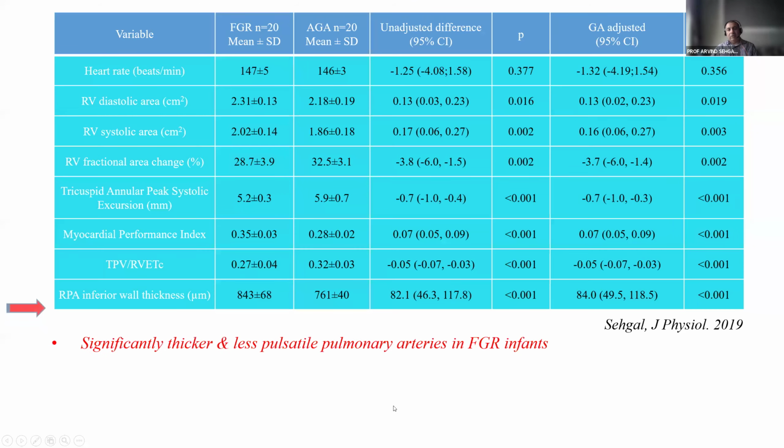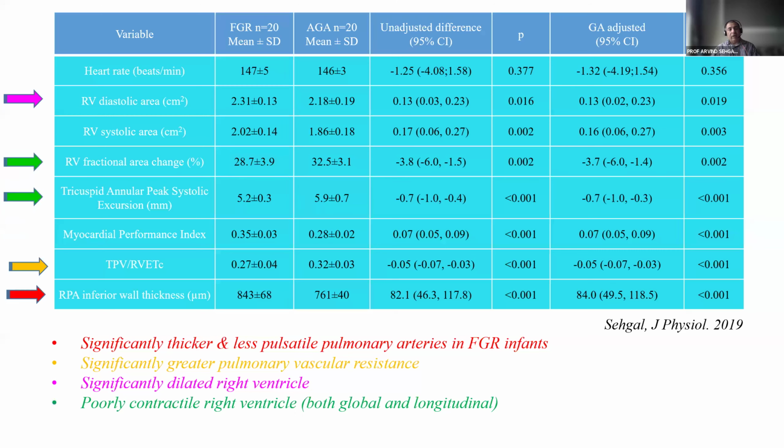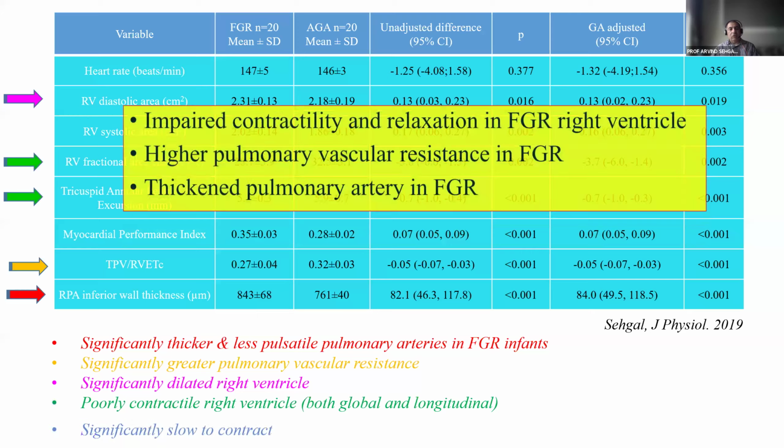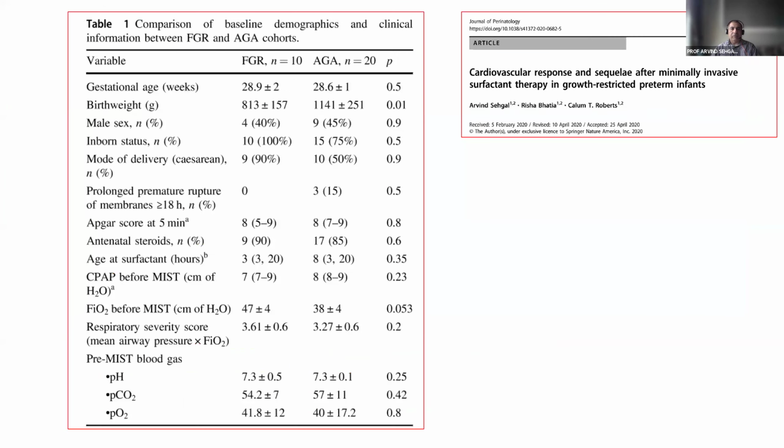And when you look at the dynamic properties, significantly thicker, less pulsatile pulmonary arteries, significantly greater surrogate measures of pulmonary vascular resistance, significantly dilated right ventricle, poorly contractile right ventricle, and also significantly slow to contract. So essentially, even the right side of the heart and the circulation is affected in these cohorts.